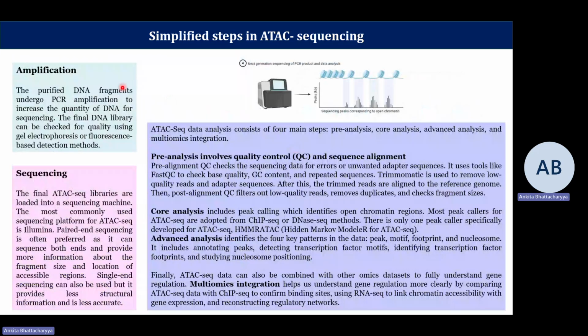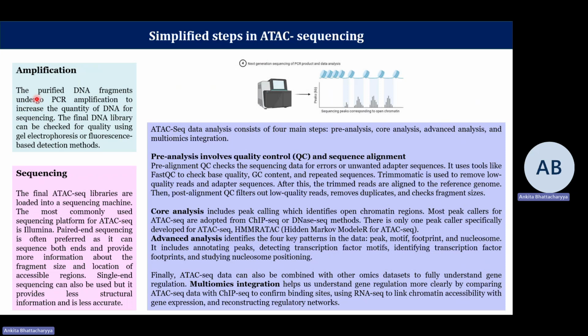Then the next step you can see is amplification. So the purified DNA fragments undergo PCR amplification. What does that do? Obviously, that increases the quantity of DNA which can be used for sequencing. Secondly, the final library can be checked using gel electrophoresis or fluorescence-based detection methods. Then the final sequencing step.